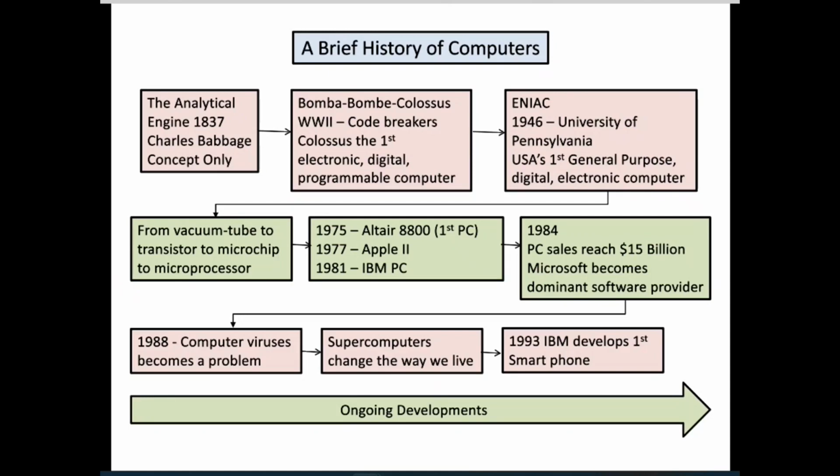By 1984, 3 years since 1981, PC sales had reached 15 billion in revenue, and Microsoft became the dominant software provider. That was back in 1984. And then for 4 years, everything was honky-dory and we had no problems. But then in 1988, computer viruses became a problem, and they've been a problem ever since. And in the meantime, supercomputers changed the way we live. And in 1993, IBM, funny enough, once again, they're always the leaders. They're really not that good at marketing. It seems like some of the other guys like Apple and Microsoft are better at marketing. But in terms of being the drivers of technology, IBM came up with the first smartphone in 1993. And of course, since then, there's just been ongoing developments.